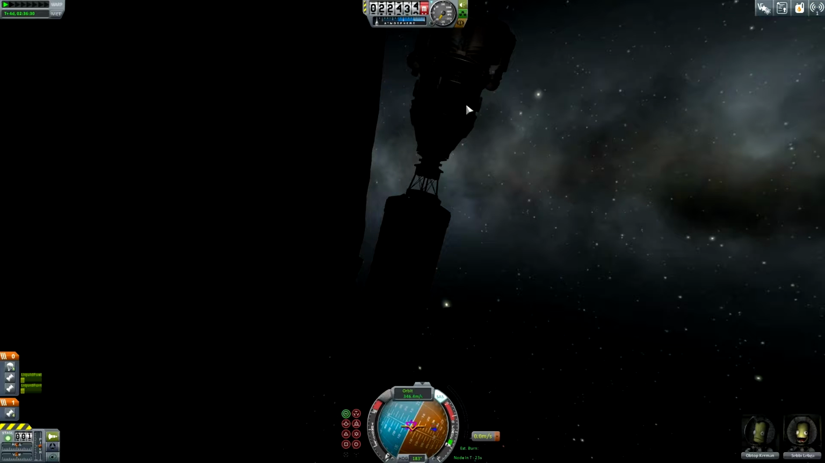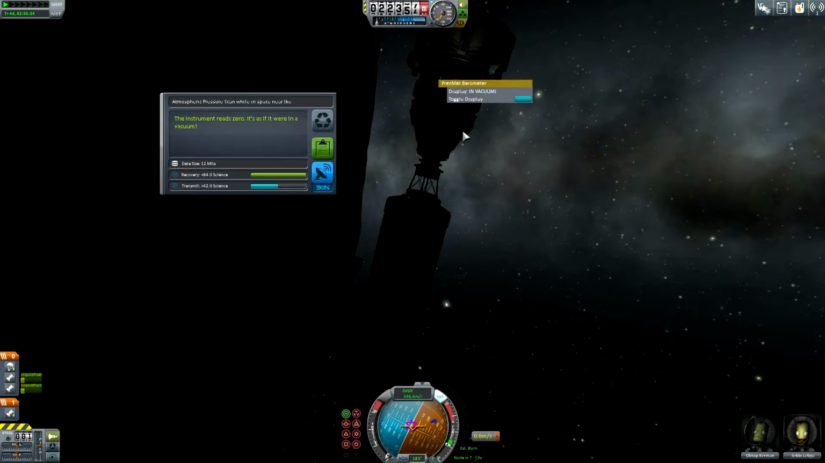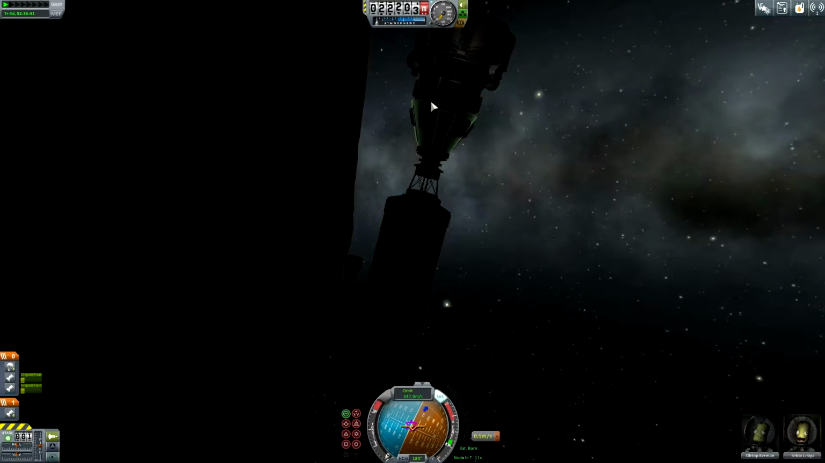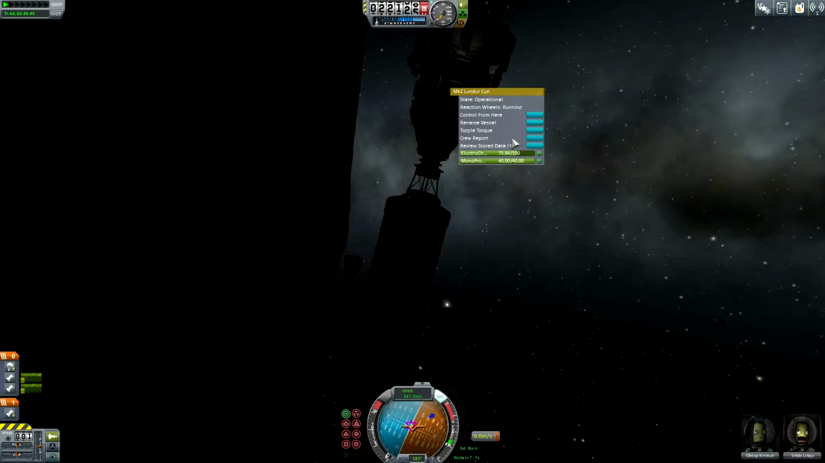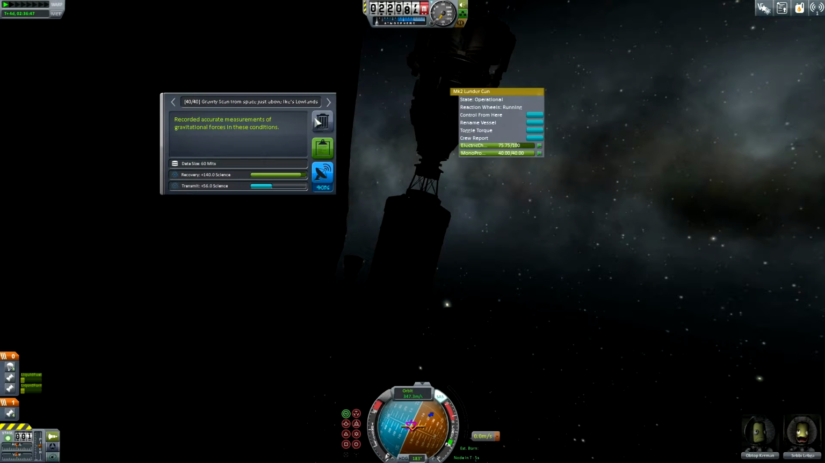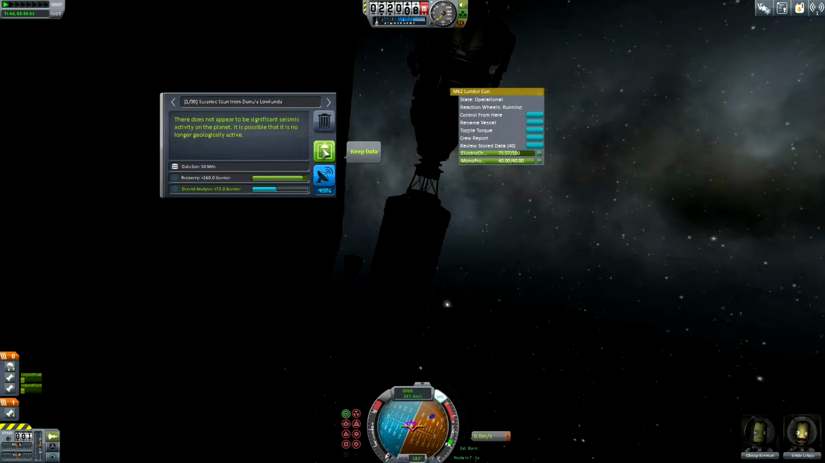But we got a notification, and are we above a different biome? Log pressure data. Atmospheric pressure scanned while in space near Ike. Let me just keep this. Have I already collected this? No. I'd like to review stored data, gravity scan. Oh dear, I need to go through 40 data. Seismic, atmospheric, Dunar, gravity, atmospheric.